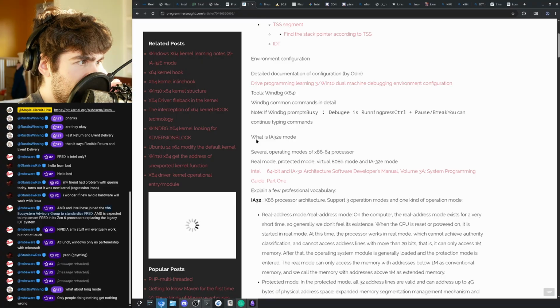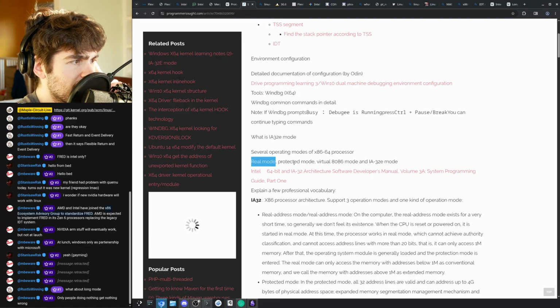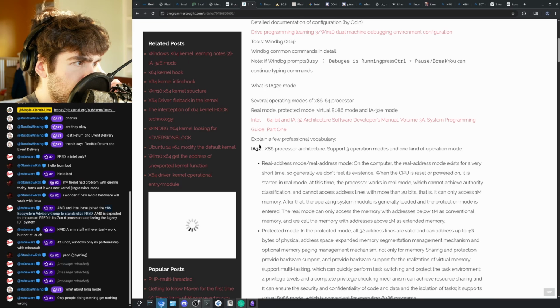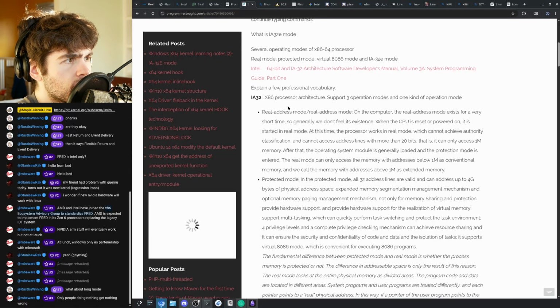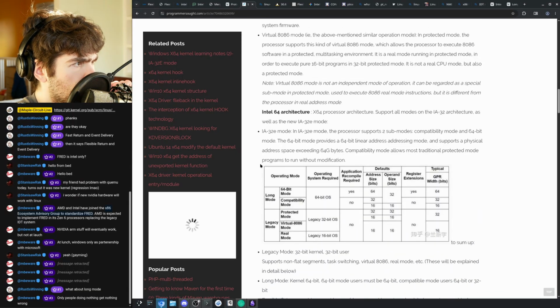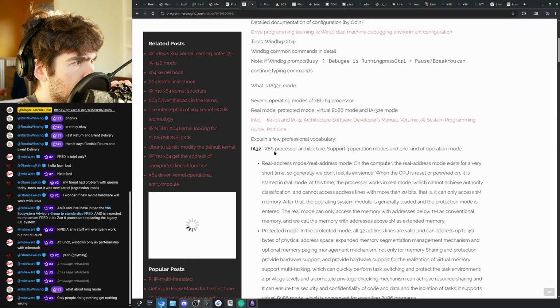What is IA32E mode? Several operating modes of x86-64 processors: real mode, protected mode, virtual 8086 mode, and IA-32E. Explain a few professional vocabulary terms. Vocabulary, I don't know. IA-32: the x86 processor architecture supports 3 operating modes and 1 kind of operation mode. What? Okay, wait, I'm confused, right? Okay, I'm confused.